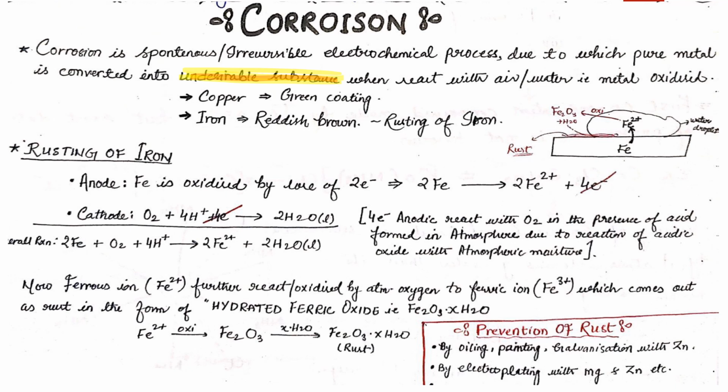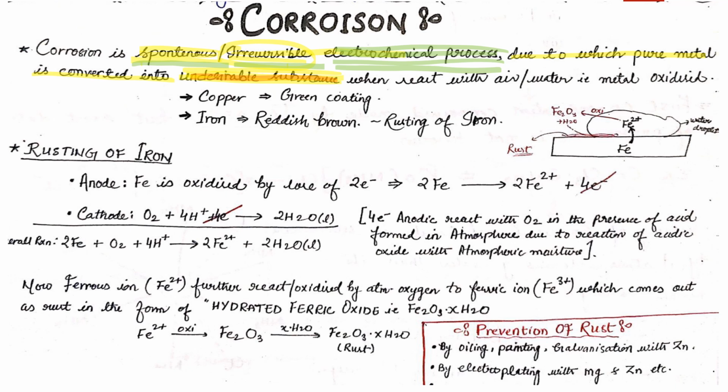Corrosion is a spontaneous process. It means it will occur by itself, and it is irreversible. Please remember, it is a spontaneous and irreversible process. Some people think corrosion is a physical change, but remember that corrosion is an electrochemical process, meaning corrosion is a chemical change. Please understand. It is a spontaneous, irreversible and electrochemical process, due to which the pure metal is converted into an undesirable substance when it reacts with air and water.